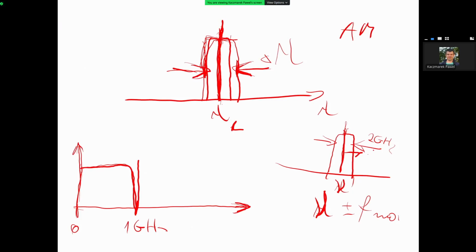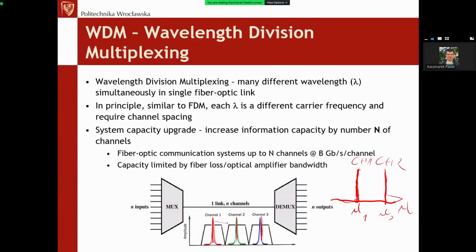It will be broadened by the range of the frequencies which are modulating our signal, our wave. It means we cannot close channels more than the spectral width of one single channel. The spectral width of one single channel is given, in fact, by the maximum frequency we are modulating the channel.